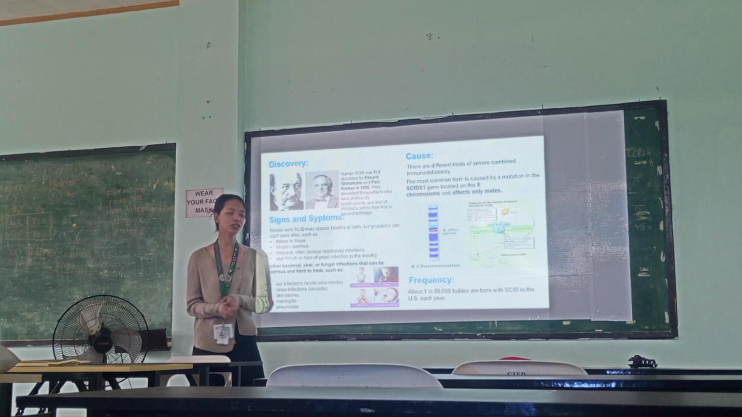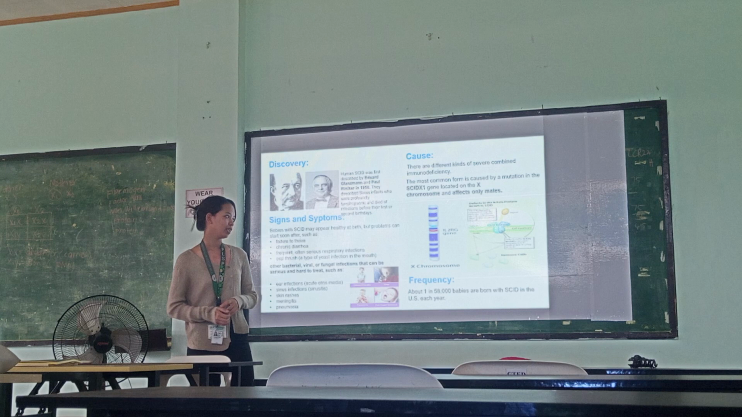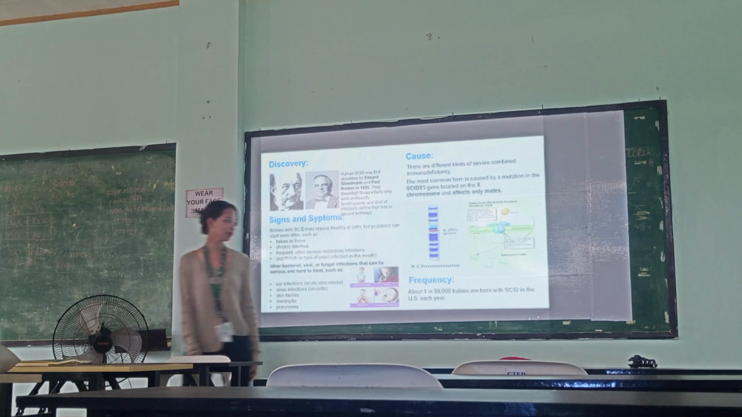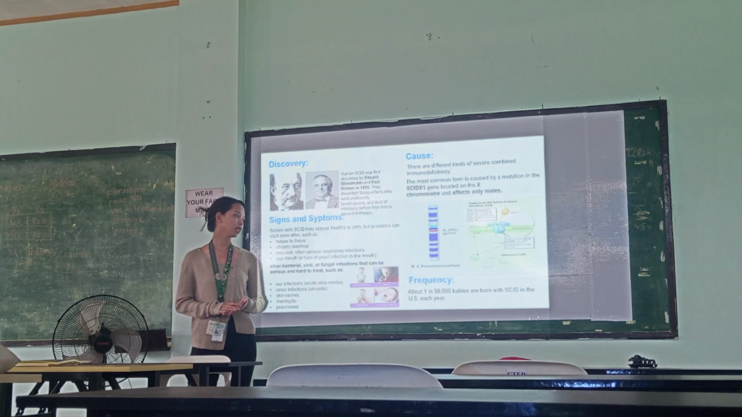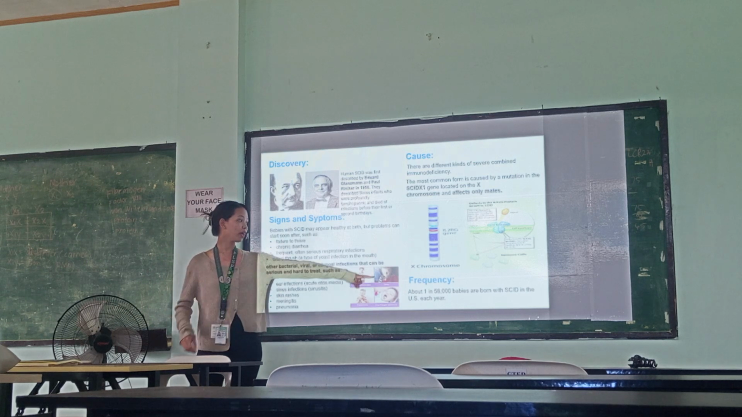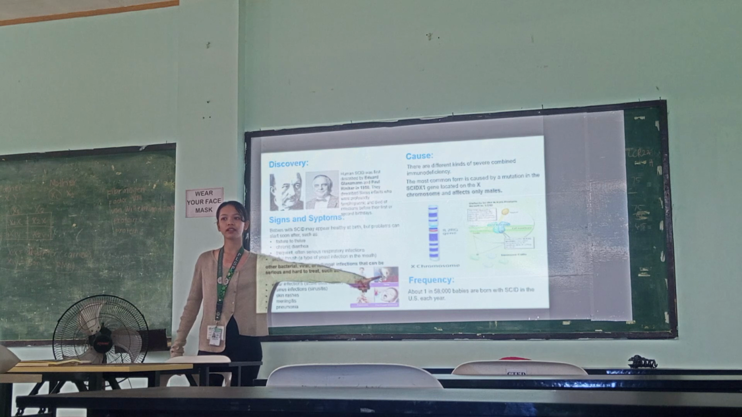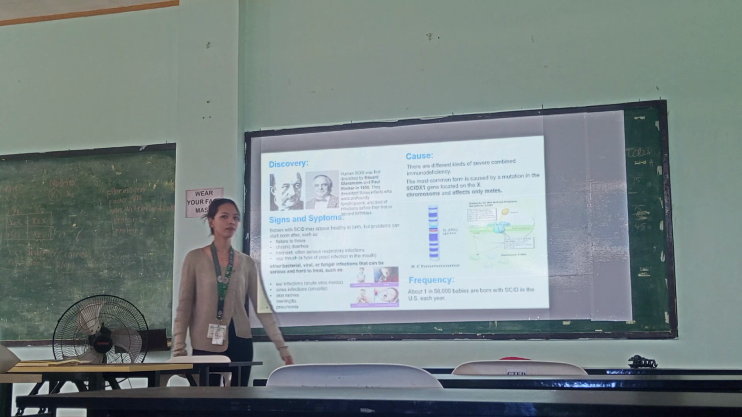That's why it leads to SCID, and X chromosome mutation. Frequency about 1 in 58,000 babies are born with SCID. So 1 in 58,000. So very rare talaga itong disease. Next.